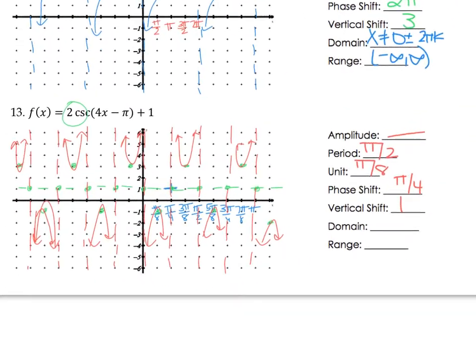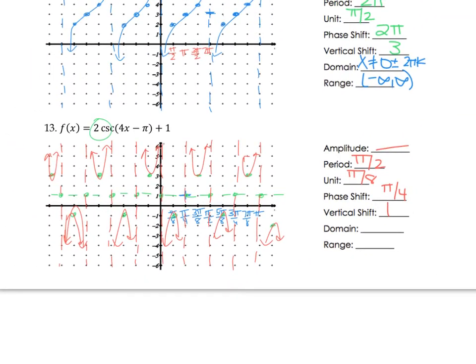So now if we do domain and range, domain, x cannot equal wherever your first asymptote is, so 0, plus or minus the difference to the other one, so pi over 4k. The range is negative infinity to negative 1, and then 3 to infinity.